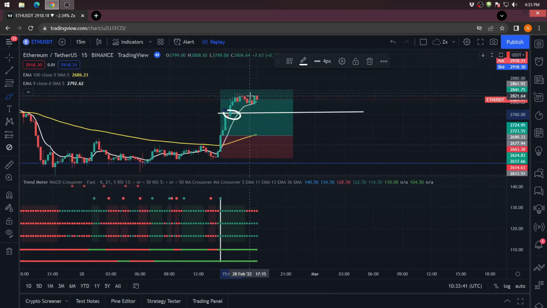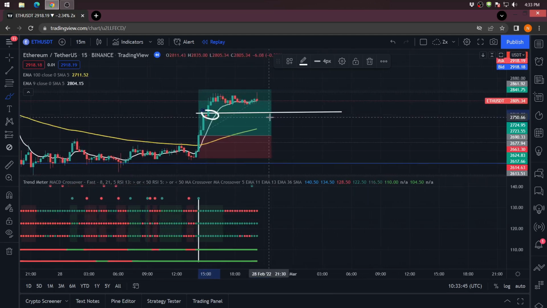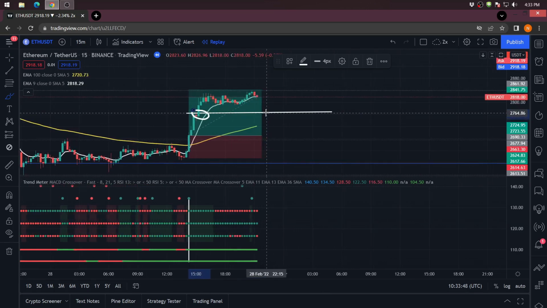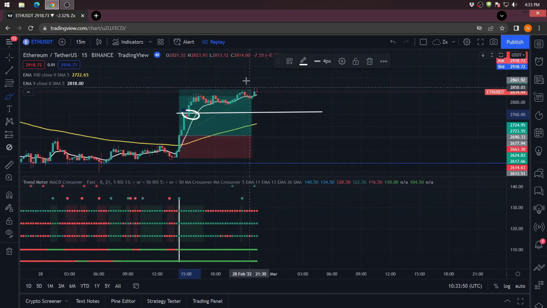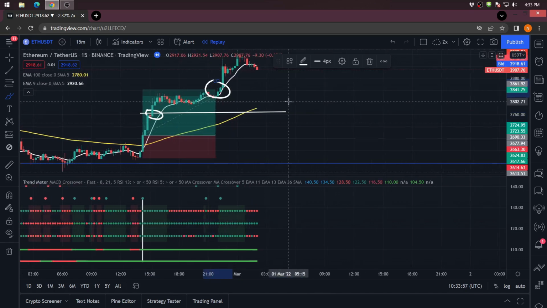and after a few it reverses back, and let's see what happens. And finally it hit our profit target 2 as well. And another thing, the price will not hit profit target 2 every time, it's not guaranteed. Sometimes it just hits profit target 1. So let's go with another example.